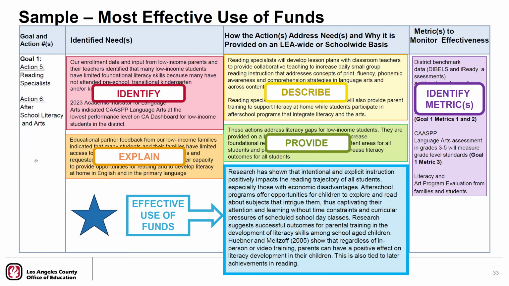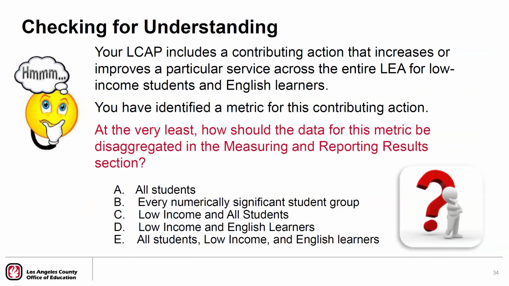Okay, and so now it's time for a check-in on our understanding, and here is the question for the day and of this section. Your LCAP includes a contributing action that increases or improves a particular service across the entire LEA for low-income students and English learners. You've identified a metric for this contributing action. At the very least, how should the data for this metric be disaggregated in the measuring and reporting results section? A, for all students. B, every numerically significant student group in your district or LEA. C, low income and all students. D, low income and English learners. Or E, all students, low income and English learners.